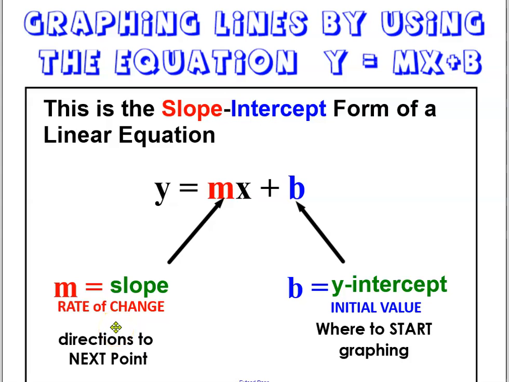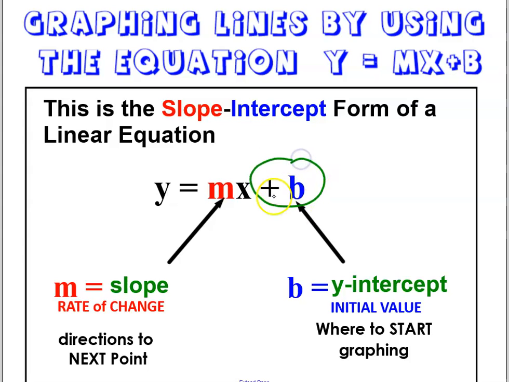In this tutorial, you'll practice graphing lines using only the y equals mx plus b equation, known as the slope-intercept form of a linear equation. Remember, the value that is in the m position is known as the slope, or the rate of change. The value that is in the b position is the y-intercept. So finding these numbers is important to the steps for graphing.